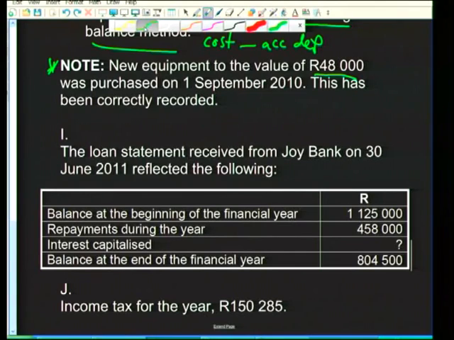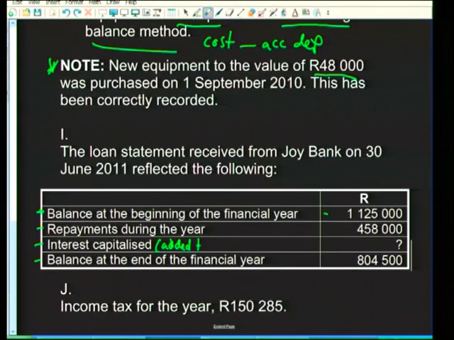Okay, the next adjustment is adjustment I. It says the loan statement received from Joy Bank on the 30th of June reflected the following. Balance at the beginning of the year was this number here. Then there were repayments during the year. There was interest that was capitalized, and there's the balance at the end of the financial year. This is quite easy to do if you know how.